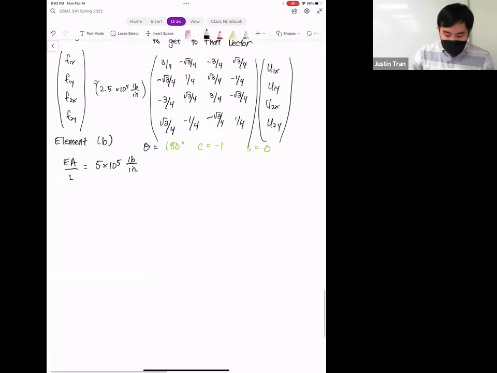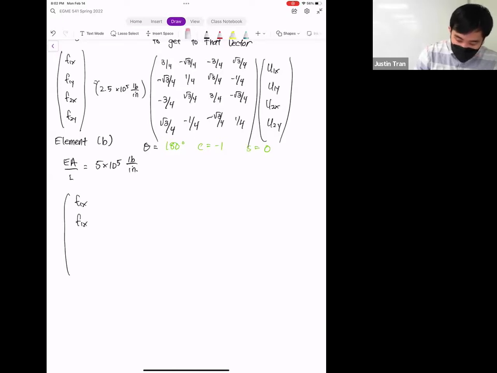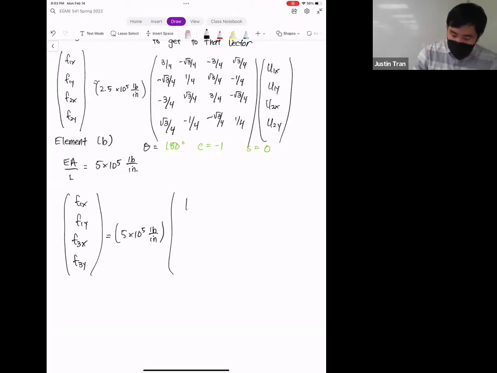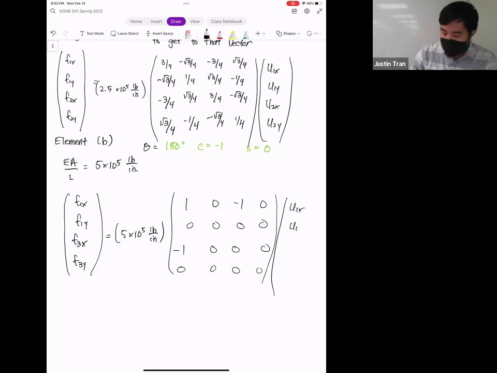All right, so let's fill this in. The element stiffness matrix for this is F1x, F1y, F3x, F3y, equal to 5 times 10 to the 5th pound per inch, multiplied by the matrix: 1, 0, minus 1, 0; 0, 0, 0, 0; minus 1, 0, 1, 0; and then 0, 0, 0, 0. Then we have u1x, u1y, u3x, u3y.